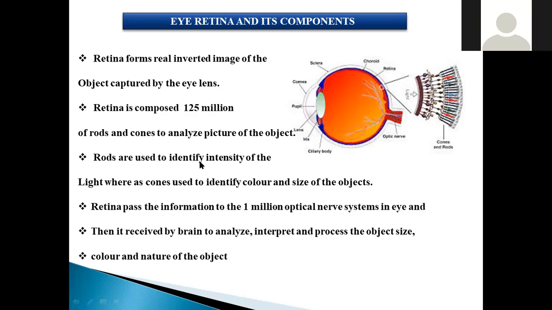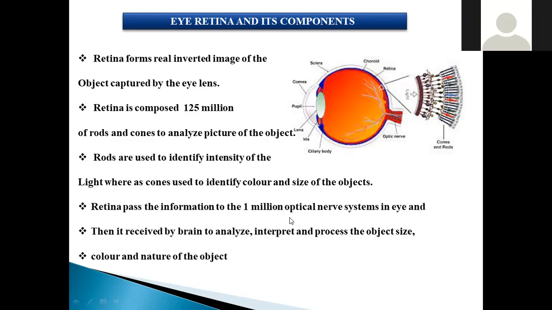The rods are used to identify the intensity of the light. The strength of the light will be analyzed by these rods, and cones are essential to identify the size and color of the object. What color the object in front of the eye is and what its size is can be analyzed using these cones. Cones are used to visualize the colors, and rods are used to identify the intensity of the light. These are the important components present in this retina, and around 125 million rods and cones are arranged in this manner. Here we can clearly observe how the cones and rods are present in this retina.